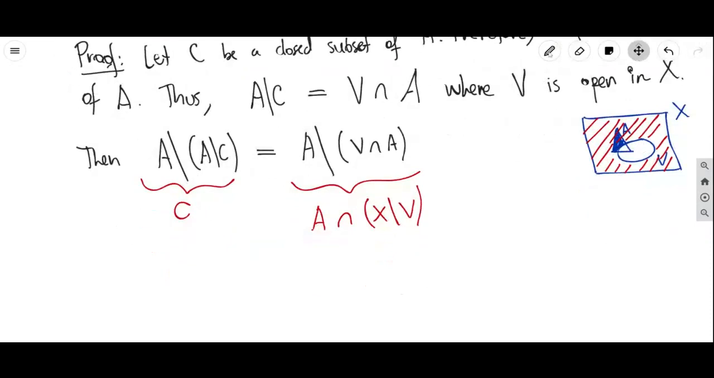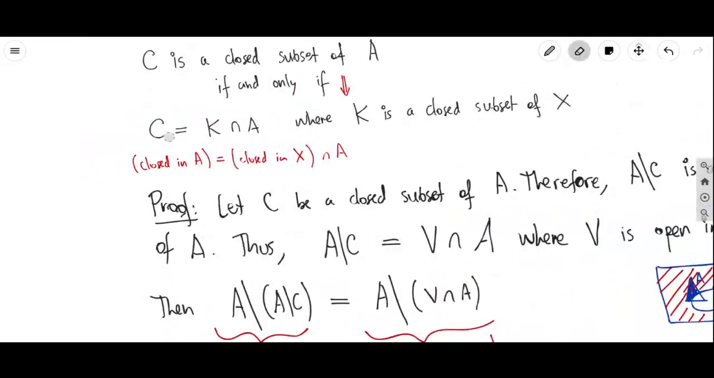And now, what do we see? This, we can call that K. And this is a closed set. A closed set in X. Why is that a closed set? Because V, you see this V that we had over there? V is an open set in X. So its complement in X, by definition, is a closed subset of X. And look at what you have. A closed subset of A can always be written in the form of a closed set in X intersected with A. Okay, that's what we're saying.